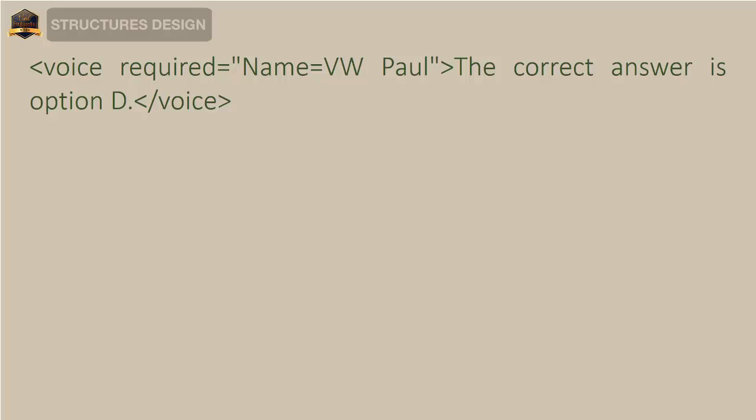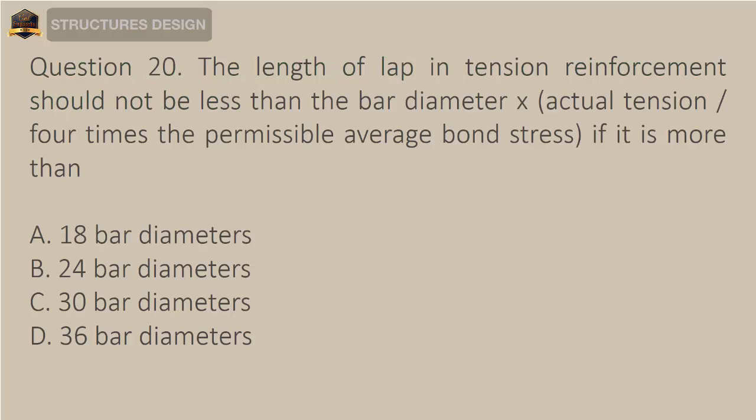Question 20. The length of lap in tension reinforcement should not be less than the bar diameter x actual tension / 4 times the permissible average bond stress if it is more than A. 18 bar diameters, B. 24 bar diameters, C. 30 bar diameters, D. 36 bar diameters. The correct answer is option C.